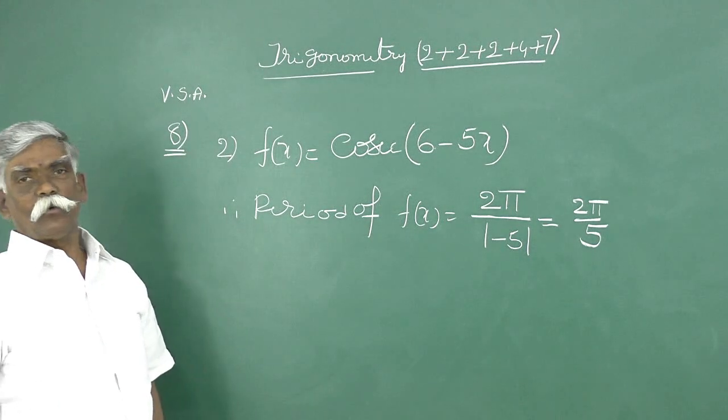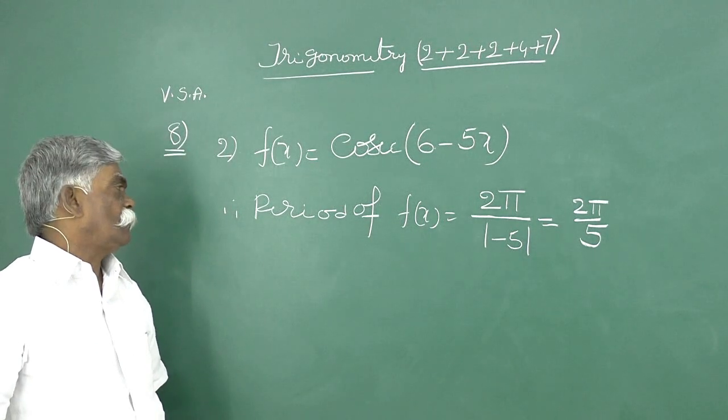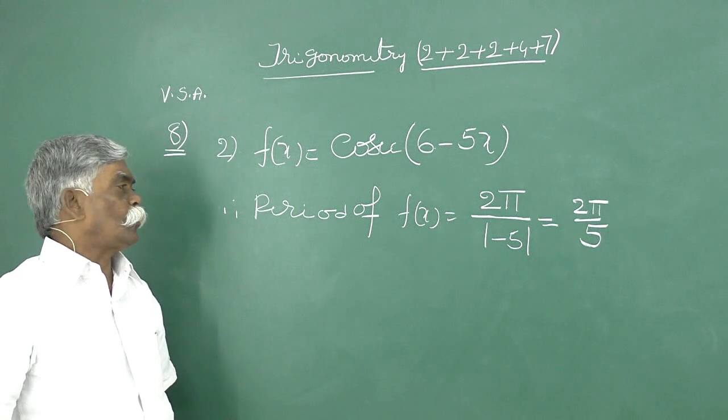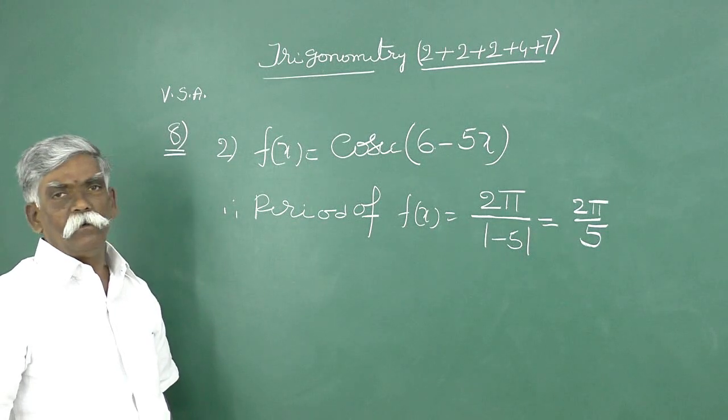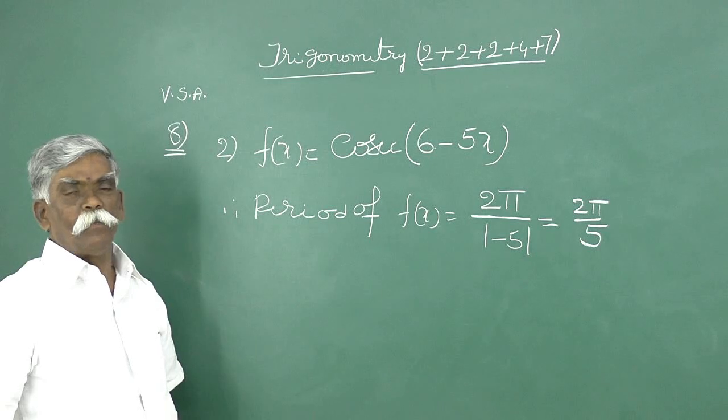So f of x is equal to cosecant 6 minus 5x, period of f of x is equal to 2 pi by modulus of minus 5. It is equal to 2 pi by 5.